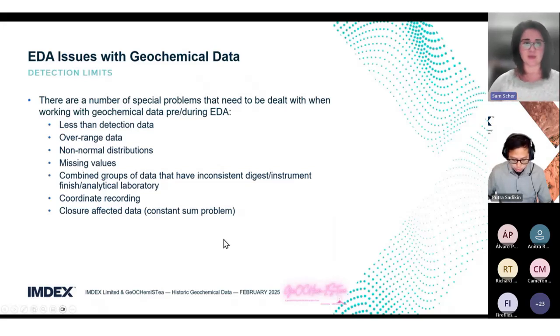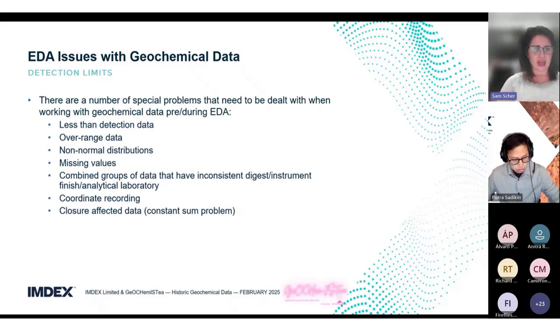is that with exploratory data analysis, when you're looking at your geochem data, there's going to be a few problems that are always going to pop up, and you'll just see them again and again, which is what we're going to see over the next 3 demos with Putra. We could have less than detection data, we can have overrange data, the opposite problem. We have problems with data that's not normal. We can have missing values. We'll have combined groups of data that have inconsistent digest, instrument finish, analytical stuff that we just have to really pull apart and be really critical of.